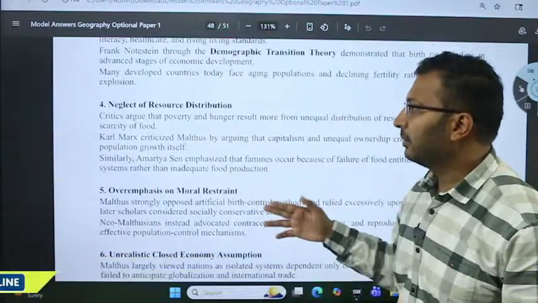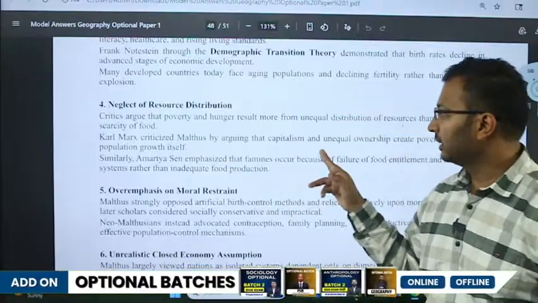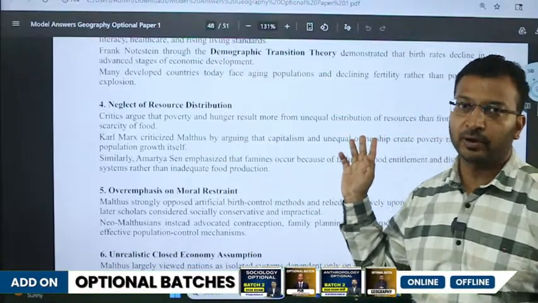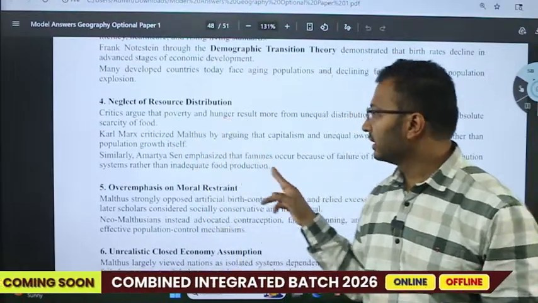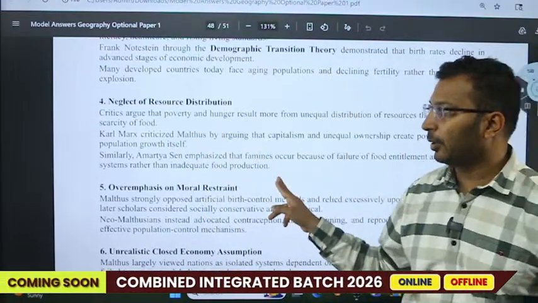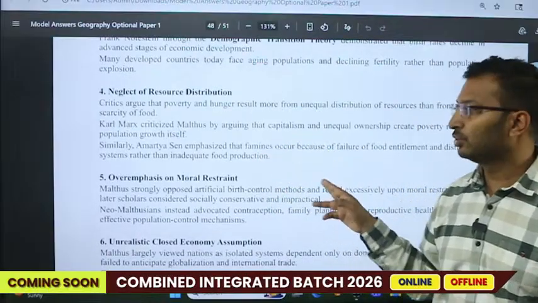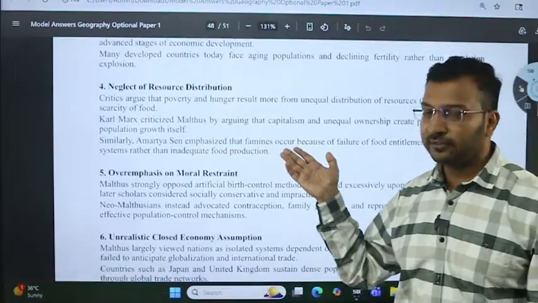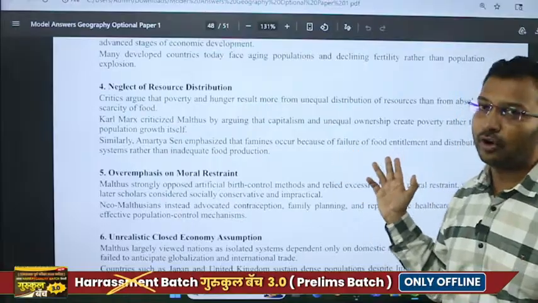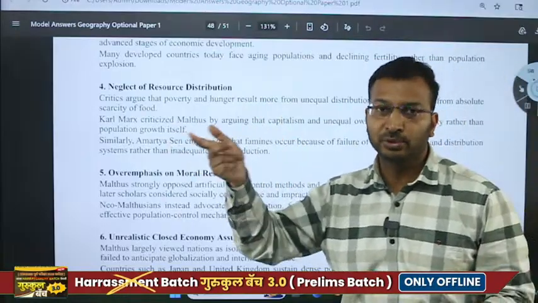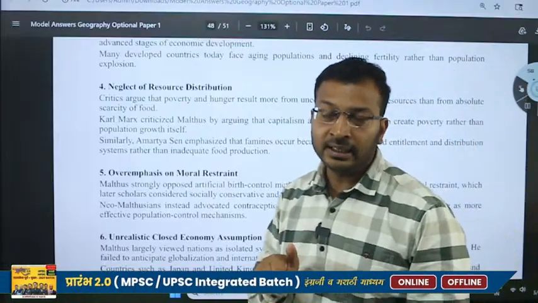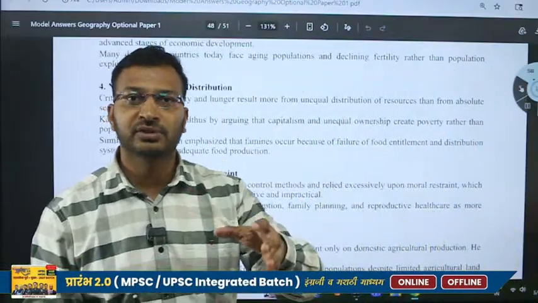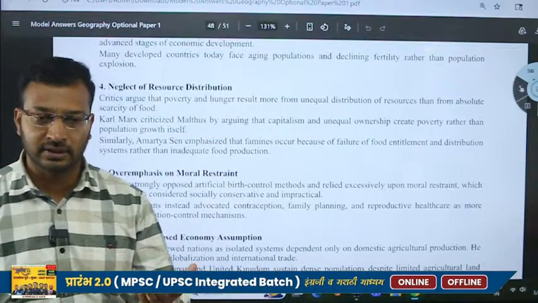Then Karl Marx criticized Malthus by arguing that capitalism and unequal ownership of resources is the main reason for famine, or poverty, rather than population growth itself. Amartya Sen also emphasized that famines occur because of the failure of food entitlement and the failure of the distribution system. In India, it is mainly because of the failure of the food distribution system that we are lacking in the hunger index.